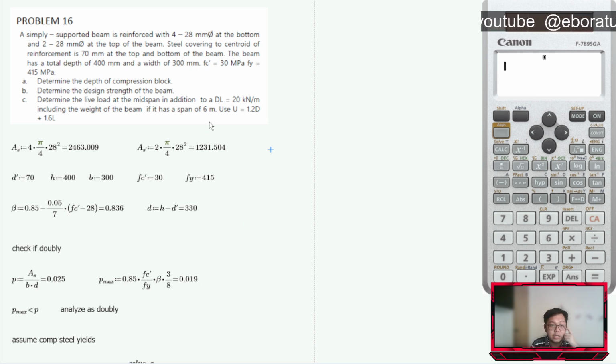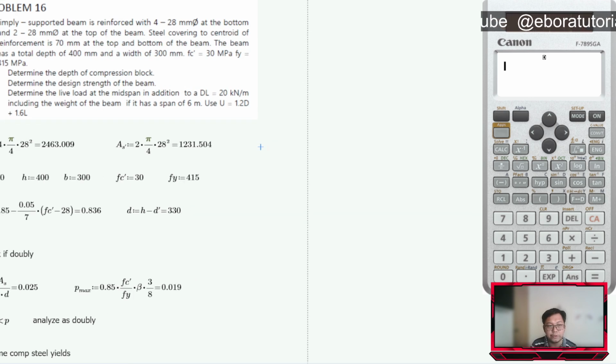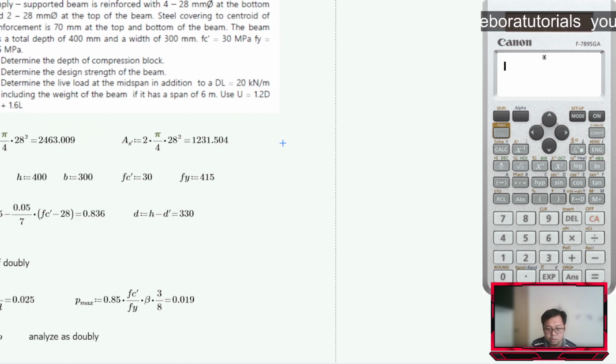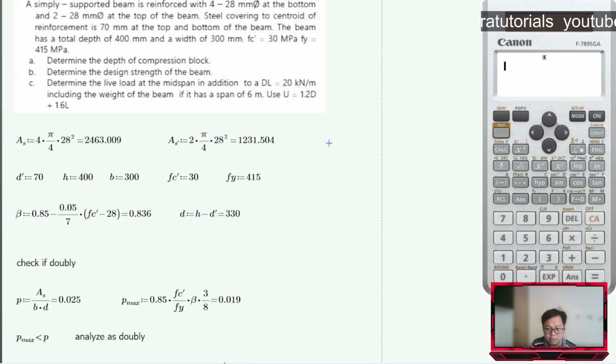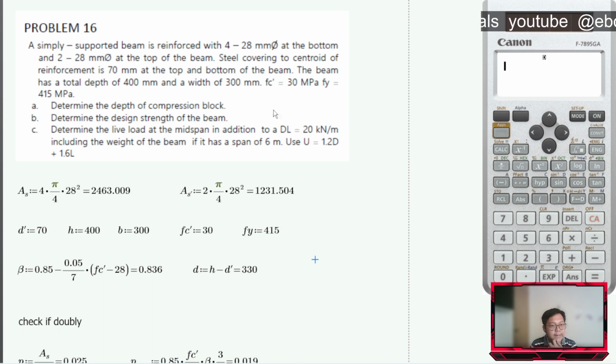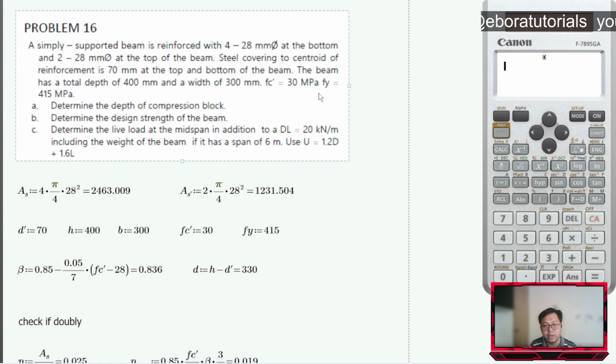So a simply supported beam is reinforced with 4 28 mm at the bottom and 2 28 mm at the top. Sandali, medyo palakihan natin yung solution. And then steel covering to center is 70 mm at the top and at the bottom. Now the beam has a total depth of 400 and a width of 300 mm. FC prime is 30, Fy is 415. So question, determine the depth of compression block, the design strength of the beam, and the live load at midspan. Anyway, we have here the detailed solution.